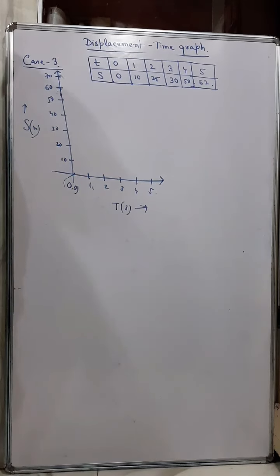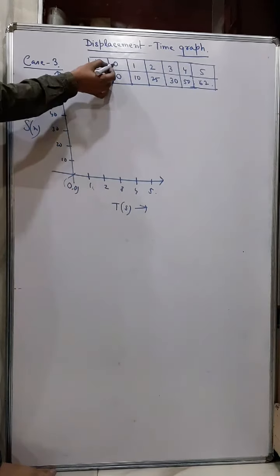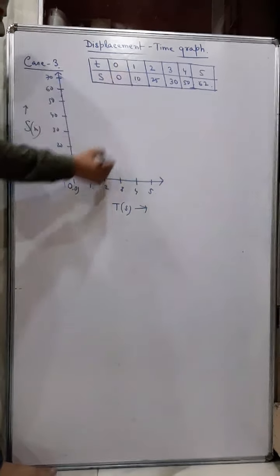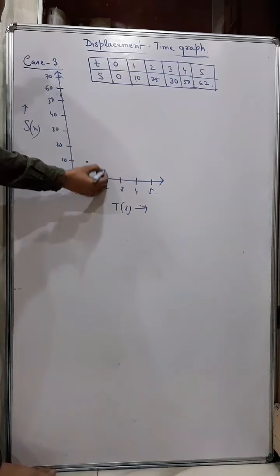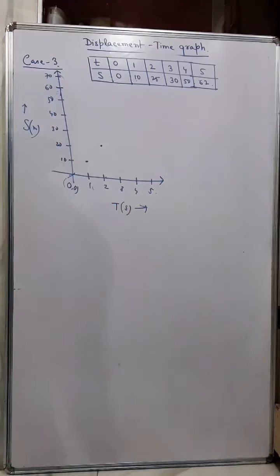Okay, now see in this case, again this is a displacement time graph. Now initially when the time is 0, the displacement is 0. See, after 1 second the displacement of the body is 10 meter. After 2 seconds it is 25.